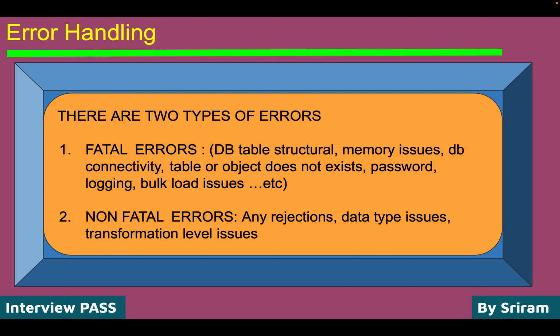Non-fatal errors, like any errors in the data, any rejections, data type issues, transformation level issues, can be routed to the error log or rejection log in general. Non-fatal errors can be handled. Fatal errors can't be handled. Okay, simple logic.